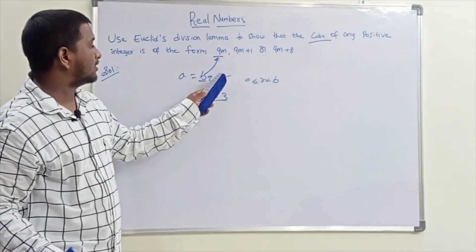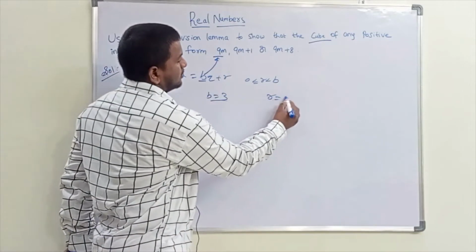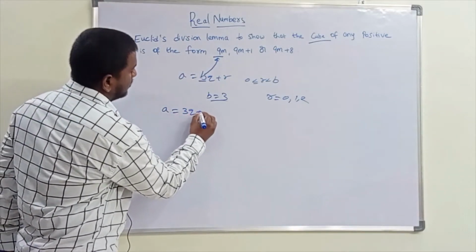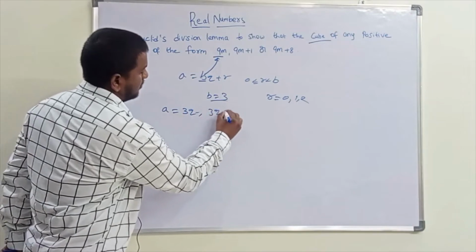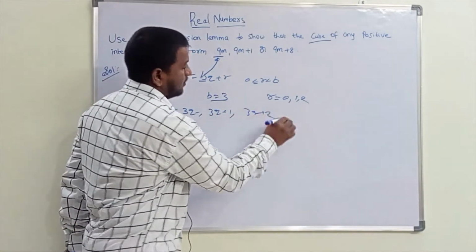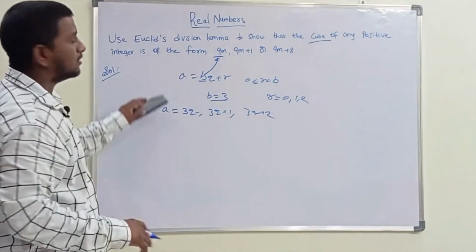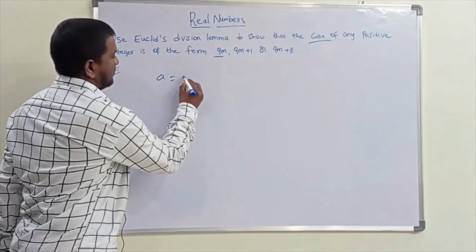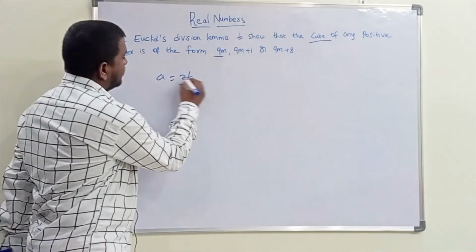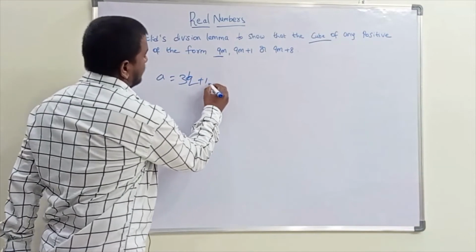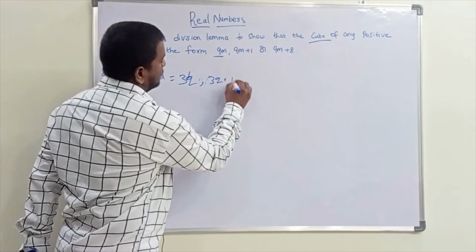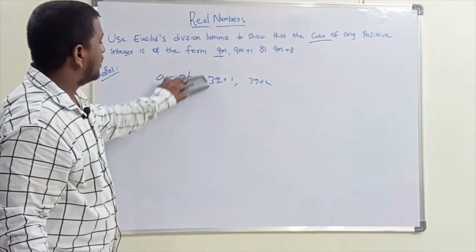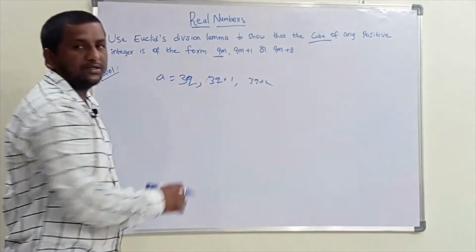If b value is 3, what are all possible values for r? R possible values are 0, 1 and 2. So now a is in the form of 3q, 3q plus 1, 3q plus 2. Okay, so now we found the value of b. So let's solve. Let's take the cube of each case individually, 3q, 3q plus 1, 3q plus 2, and let's see in which form it is going to be.